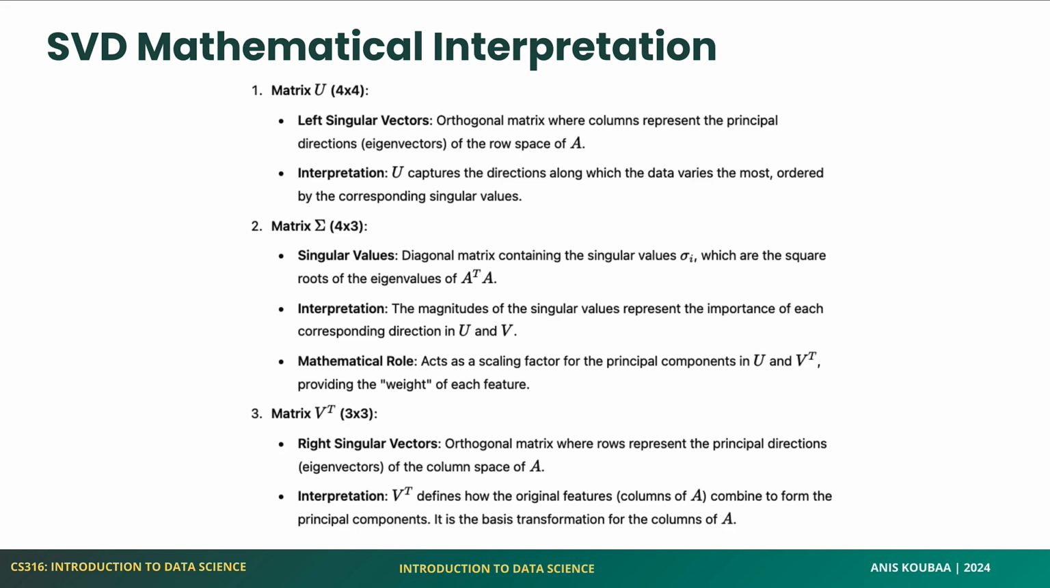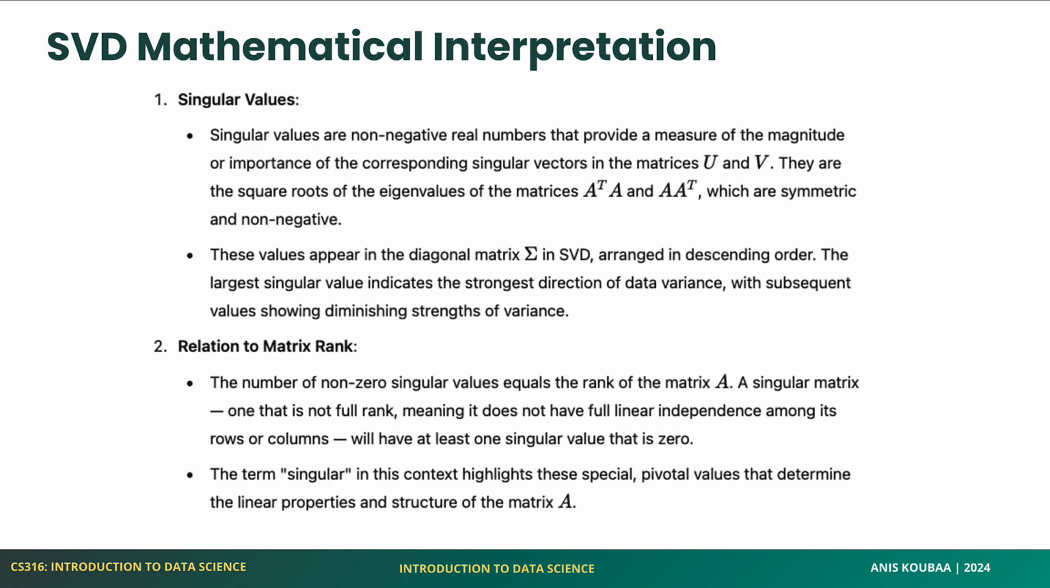Okay, so these are some mathematical interpretations of the singular value decomposition. And the properties of singular values: they are non-negative real numbers. They are always non-negative, because we are going to take the square root of the eigenvalue. So the eigenvalues will also be non-negative. And they provide a measure of the magnitude of importance of the corresponding singular vectors in a matrix.